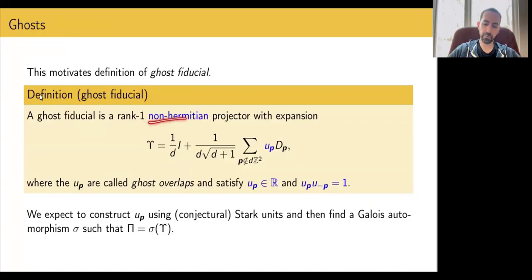I mean, you could be a little more formal and say not necessarily Hermitian, but it turns out it has to be specifically non-Hermitian. So I'll just say a non-Hermitian projector. So by that I just mean like a rank 1 matrix, maybe up to a sign.